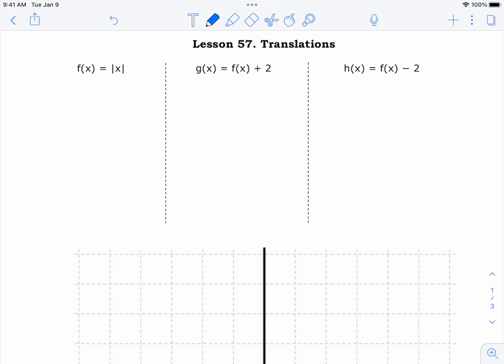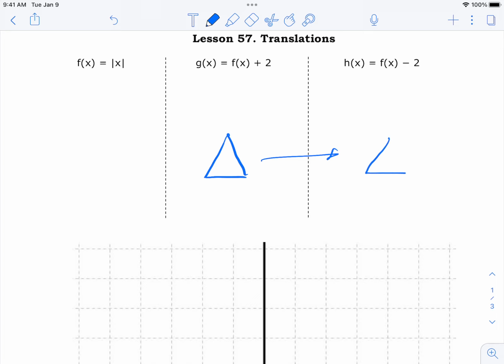All right, today's topic is a thing called translations. What's a translation? A translation is basically when you move something. Like, let's have a triangle. If I take this triangle and I move it over to there, that's called a translation. Or if I move it over to there, that's called a translation. Or I can move it wherever I want.